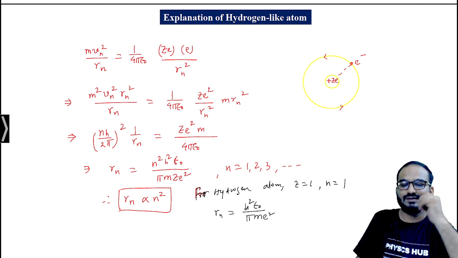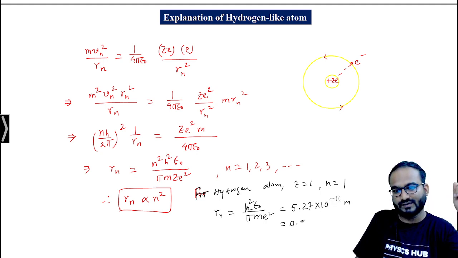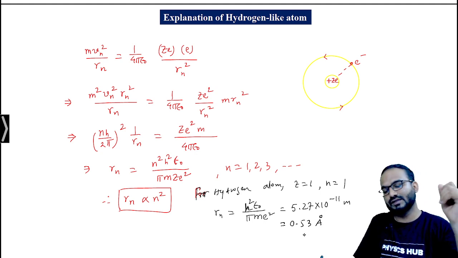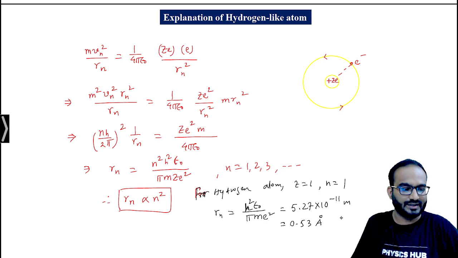Okay, now h is the Planck's constant and other values are already known. If you put these values, you will get around 5.27 × 10⁻¹¹ meter. So this is nothing but 0.53 angstrom. So the radius of the first orbit is 0.53 angstrom. This is also called the Bohr radius.